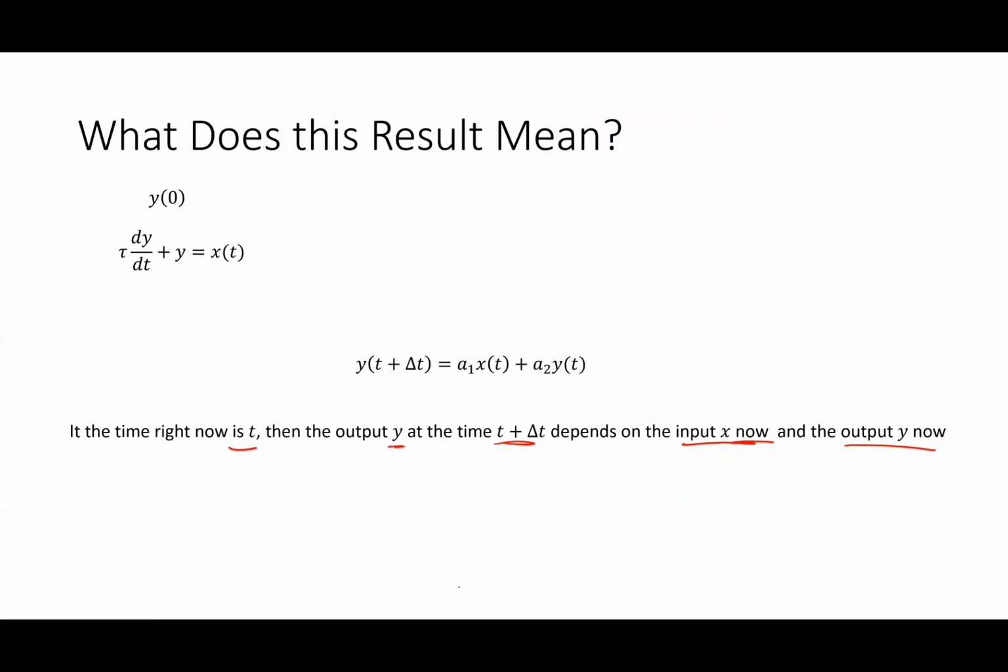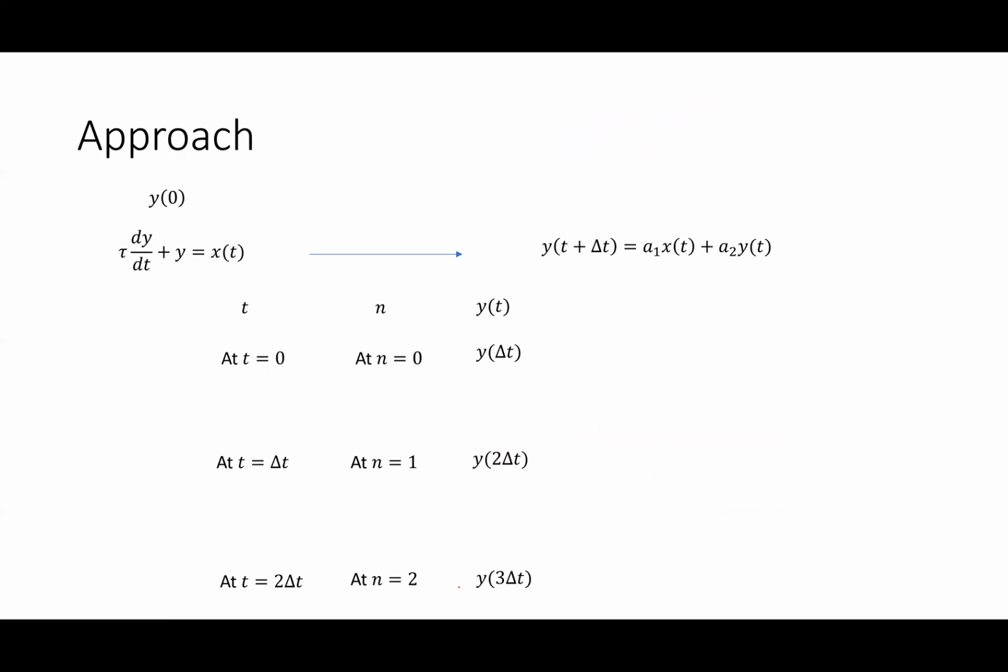So bottom line, I can use this as an expression: y of t plus delta t equals A1 times X of t plus A2 times Y of t. Now, at t equal to 0, or n equal to 0, I can calculate y of delta t. I plug in t equal to 0, and I get y of delta t equal to A1 x of 0 plus A2 y of 0.